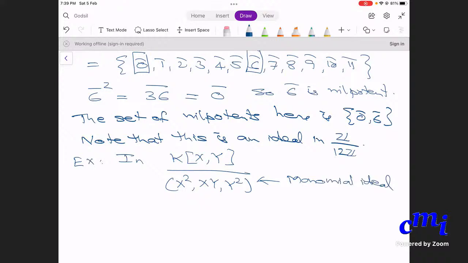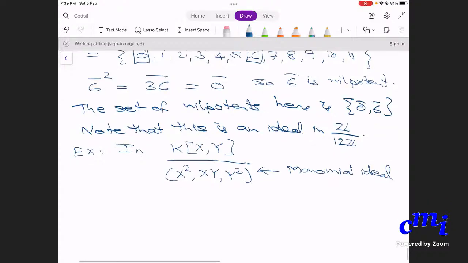So these are interesting examples of rings. You take k[x,y] and take a quotient by a monomial ideal. These kinds of rings are not very well behaved in various ways, but they are well behaved in various other ways. But anyway, these are examples of rings.